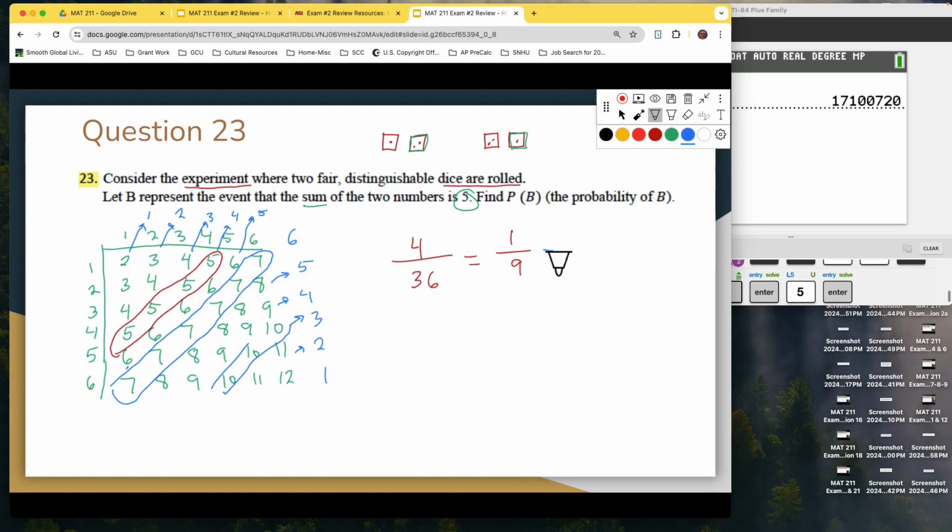Probability of B, getting a 5, is 1/9, and there it is, the answer from the answer key, right? Checks.